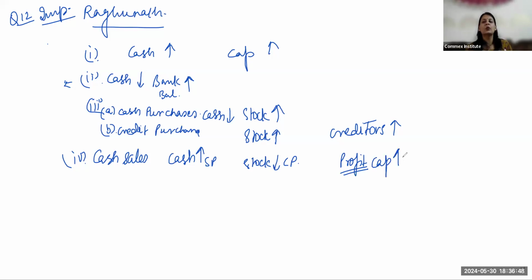Okay, so capital will increase by the profit figure. So goods costing 30,000 were sold for 40,000. So 10,000 is our profit, right? This is the impact of the cash sales.